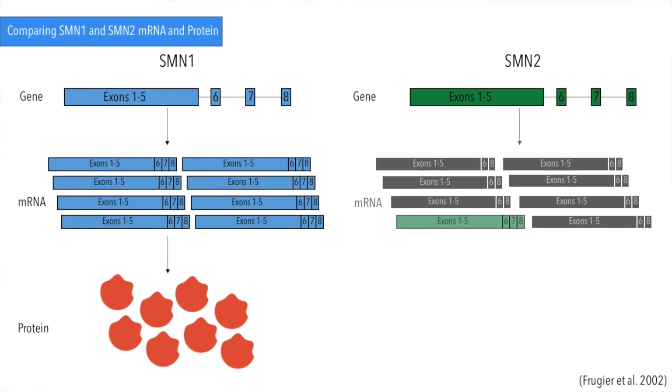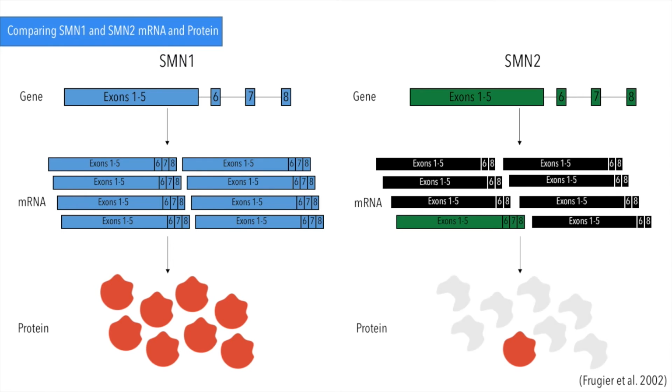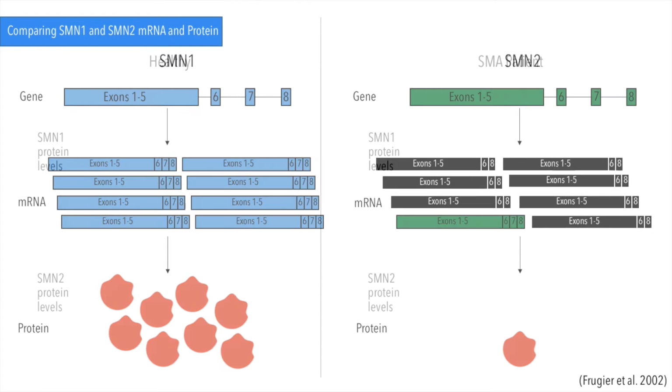The variation in SMN2 results in the exclusion of exon 7 in the majority of mature mRNA transcripts. The exon 7 excluded mRNA, shown here in black, encodes for a truncated SMN protein that is unstable and rapidly degraded, leaving only 10 to 20% of fully functional SMN proteins.